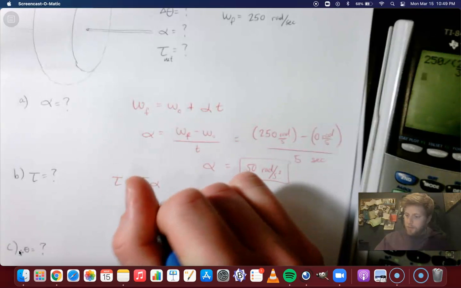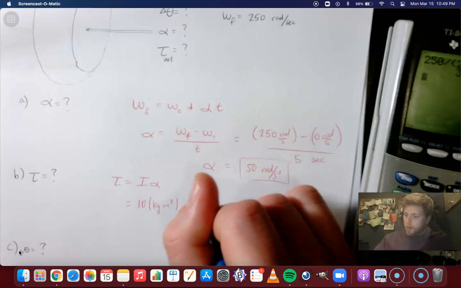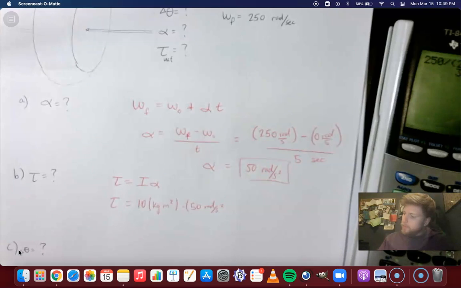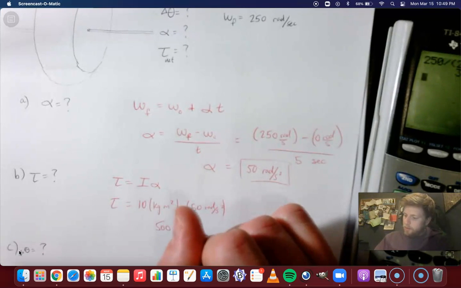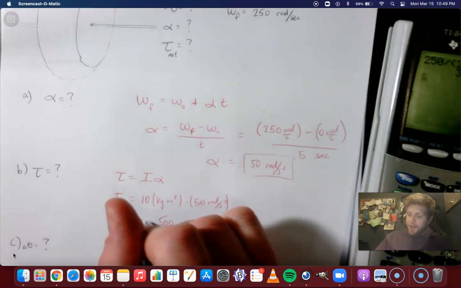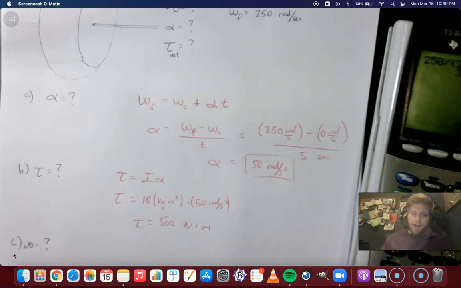10 kilograms meters squared times 50 radians per second squared. And we will end up with, what is that? 500 newtons times meters. Trust me, that does really end up working out. You've got kilograms meters per second squared, that's a newton, and then you've got an extra meter hanging around. We'll talk more about units as we move forward.